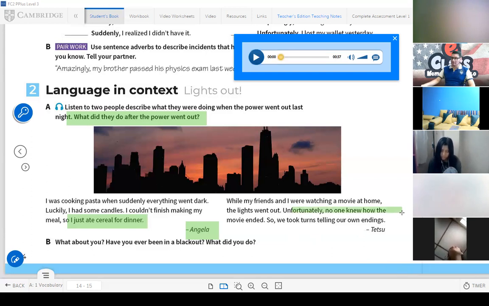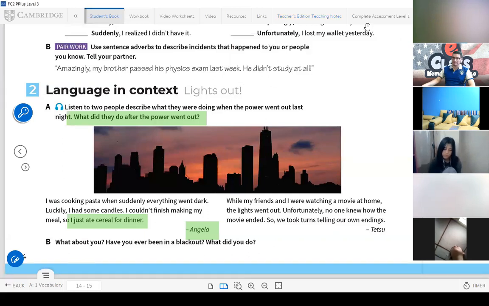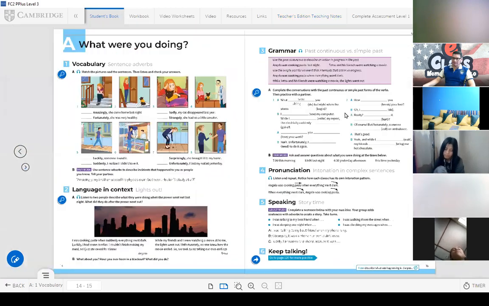Unfortunately, no one knew how the movie ended. So what did they do? So we took turns telling our own endings. Se inventaron sus propios finales para la movie, ¿no? We took turns telling our own endings. Cada uno se inventó un final para la película, ¿no? And they share that information together. Yeah? Okay. Well, until this part, yeah?